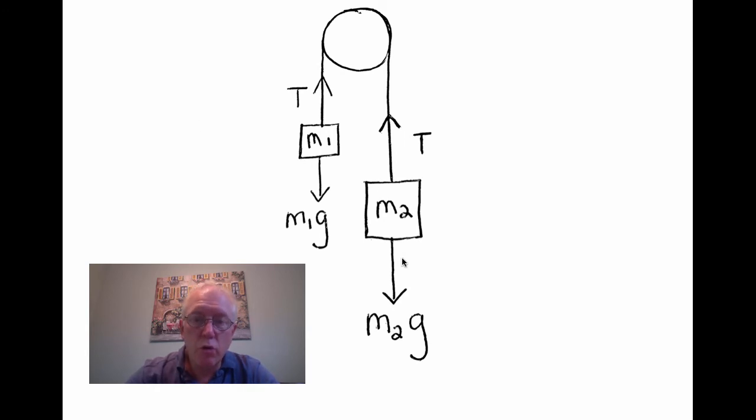There is also, of course, gravity. So for mass number 2, there's gravity pulling down and then the tension resisting that motion. And for mass number 1, there is the tension pulling it up and then the weight, m1g, resisting it in the other direction. So here I have a free body diagram that identifies the forces working on both of these masses.